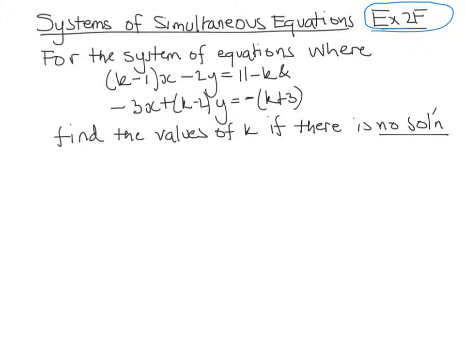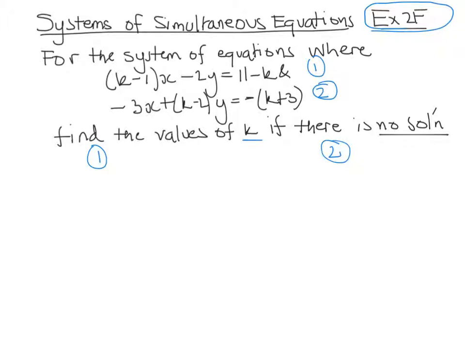We have a system of simultaneous equations here. Let's call this one equation 1 and this equation 2. What we want to do is find the value or values of k if there is no solution. So with equation 1 and equation 2, we're going to find the gradient and y-intercept of each. I need to get the y on its own.